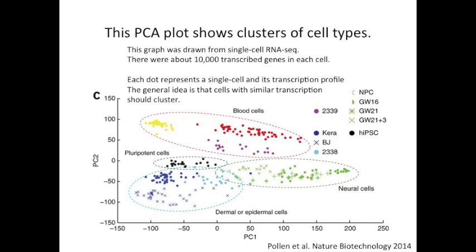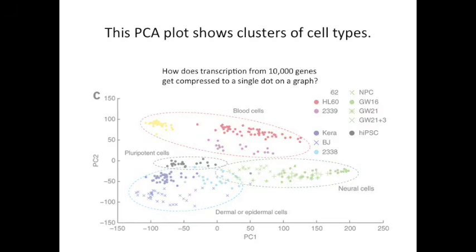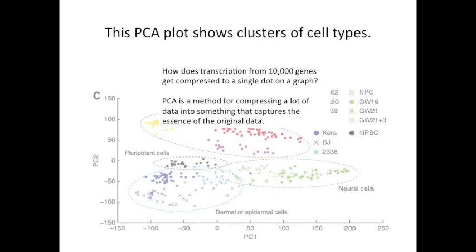And we sort of see that in this graph. We see that blood cells form one cluster that's different from pluripotent cells, which is different from neuronal cells, and dermal or epidermal cells. So the big question is, how does transcription from 10,000 genes get compressed into a single dot on a graph? The answer is PCA.